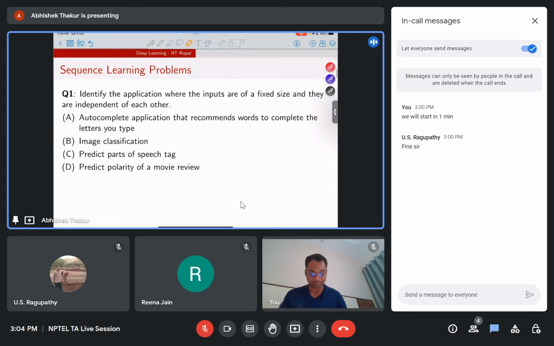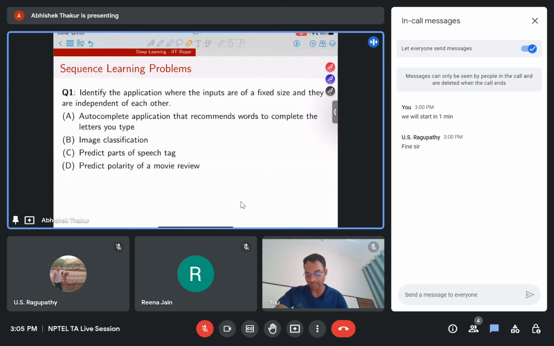Coming to the first question, it is based on the basics of sequential learning. If you know the answer you can answer in the comment box, or you can wait and I will also solve it. The first question is: identify the application where the inputs are of fixed size and independent of each other. There are four options. First, an autocomplete application that recommends words to complete the letters you type. Second, image classification. Third, predict parts of speech tag. Fourth, predict polarity of movie review.